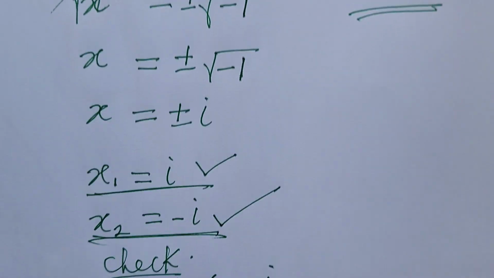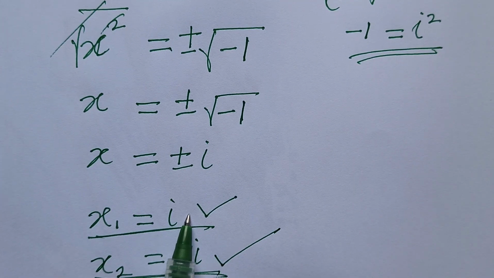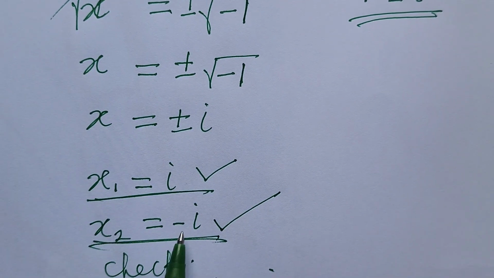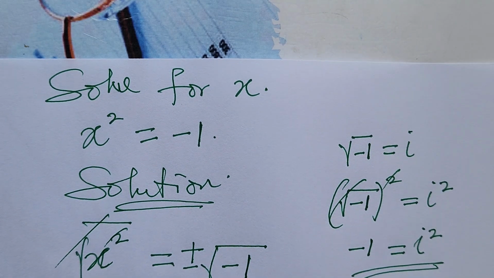So it all shows that the two roots, which are x1 equal to i and x2 equal to minus i, satisfy the original equation. So this brings us to the end of this class.